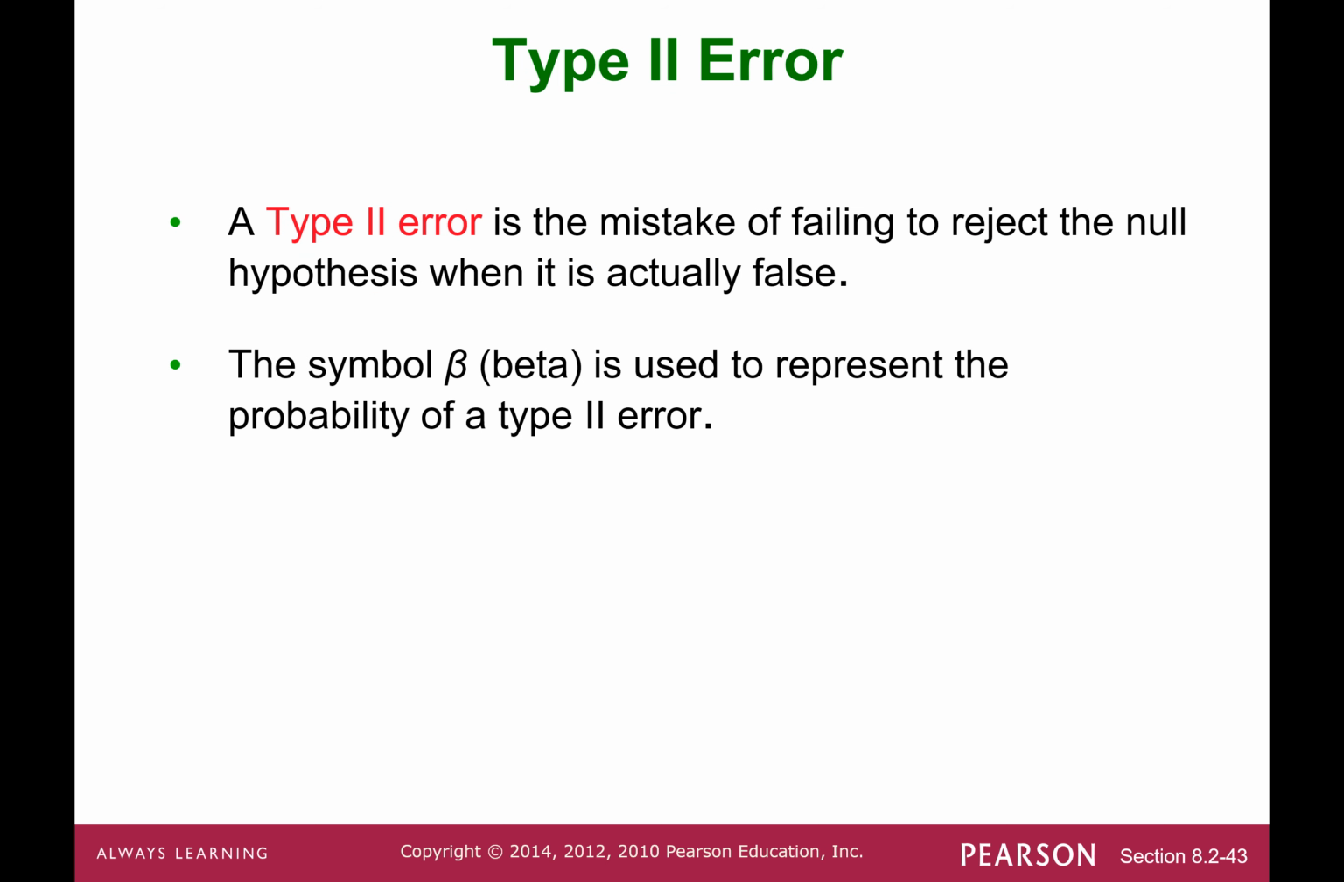A type 2 error is the mistake of failing to reject the null hypothesis when it's actually false. So you have a false claim, but you fail to reject it. Again, you're making a mistake. That's why it's called a type 2 error. We use beta to represent the probability of a type 2 error.